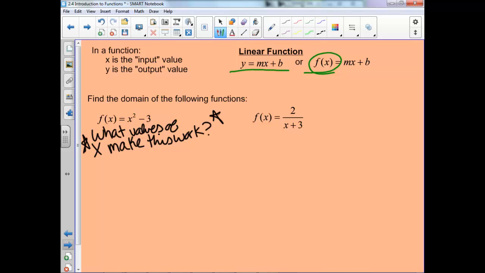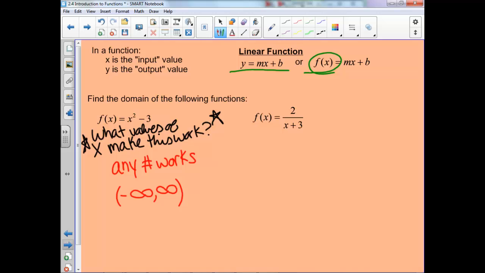Or think about it, is there any value of x that when we plug it in will not give us an output? In this first case, no matter what we plug in for x, we will always get a number back. So this one, any number we want will work. So we can write that as negative infinity up to positive infinity, because any number is going to work.